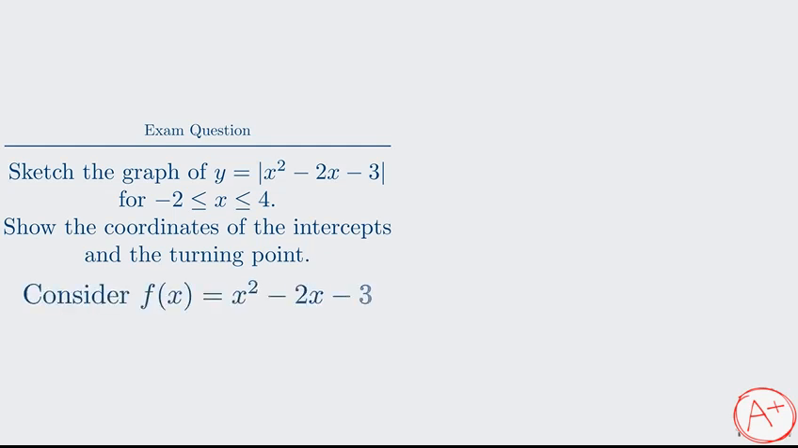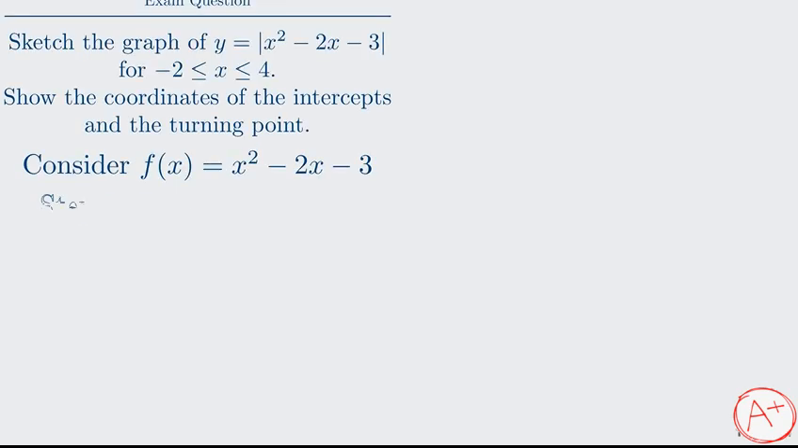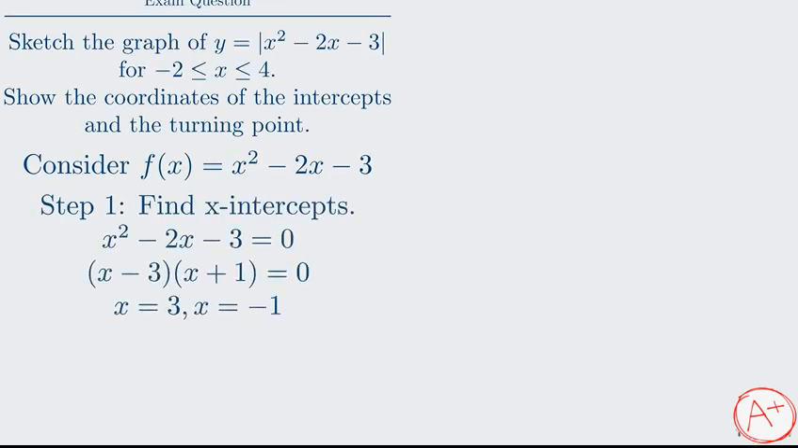To solve this, we first consider the internal function f of x equals x squared minus 2x minus 3. We need to find its key features before reflecting it. First, we factorize the quadratic to find where it crosses the x-axis. We get intercepts at x equals 3 and x equals -1. These points stay exactly where they are on the modulus graph.